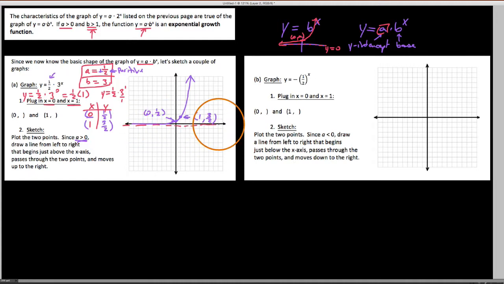Also very appropriate to sketch in on your picture is this line y equals 0 in this case, our horizontal asymptote. Okay, so let's try this again over here.